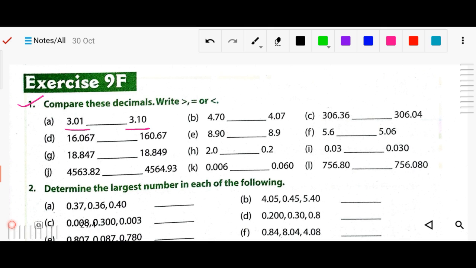First of all we have to check the extreme left. Here is the 3 and here is also 3, so these are equal, no conclusion. Next we check, there is the 0 and here is the 1. Of course 1 is the greatest, so we can put this sign. Okay, understood?